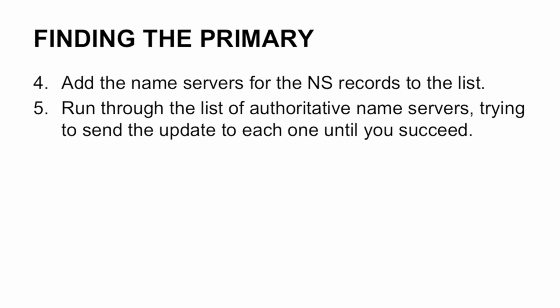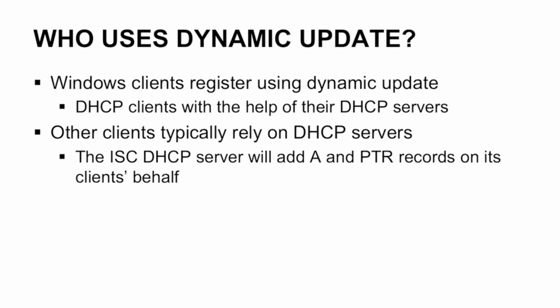Otherwise, they'll just refuse the update. A name server capable of processing an update, by either updating the zone or forwarding the update, sends back a response code indicating success. How is dynamic update used?